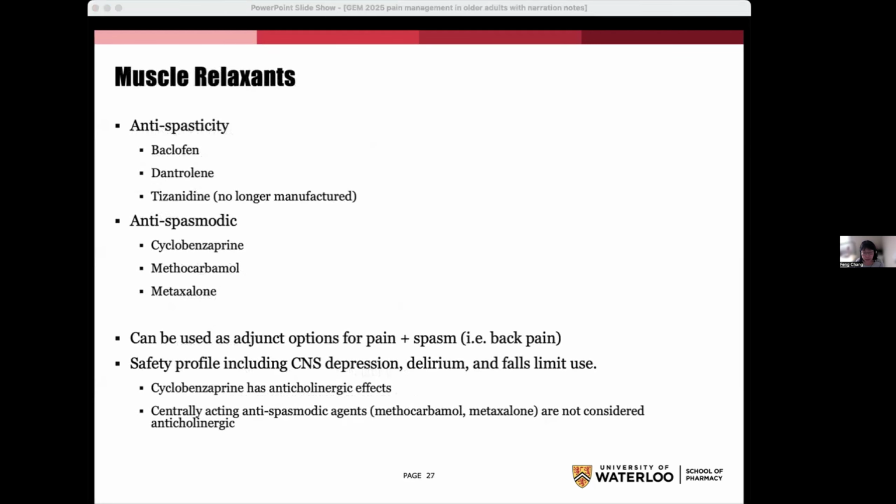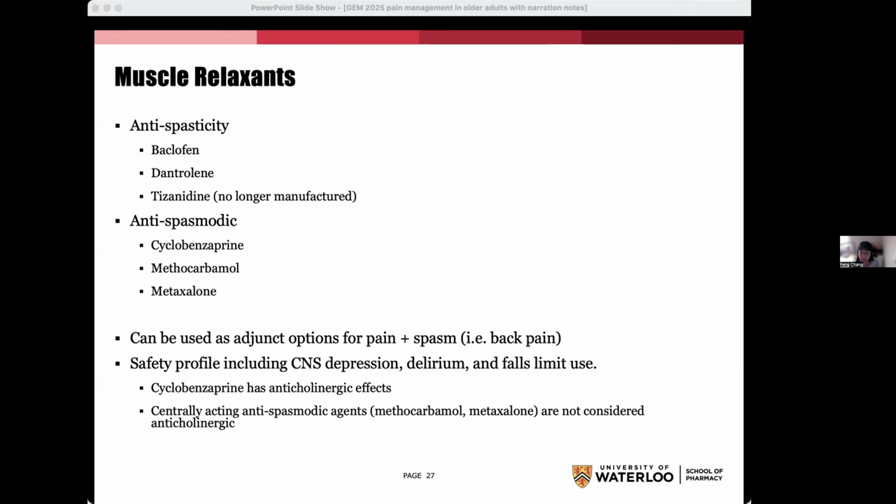Muscle relaxants. This is something that we basically only see used in the short term for acute pain, and not used very much in chronic pain, or maybe only used sparingly or as needed in chronic situations. But in acute pain, you can try one of these two classes depending on the condition you're looking after. One is antispasticity agents, and the other is antispasmodics.